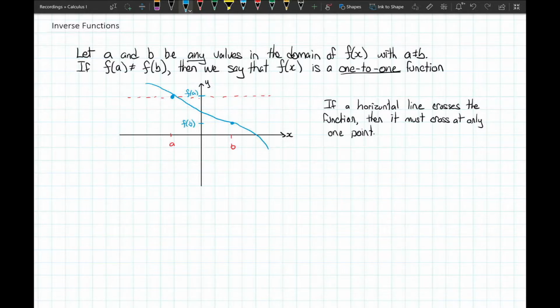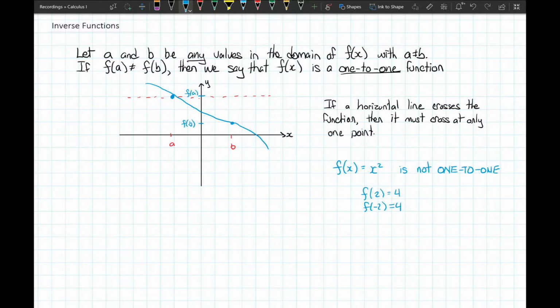So, for instance, x squared, the parabola that everybody knows well, is not one-to-one. And that's a pretty easy example of a function that is not one-to-one. We have an example where f of 2 would be equal to 4, but f of negative 2 is equal to 4.